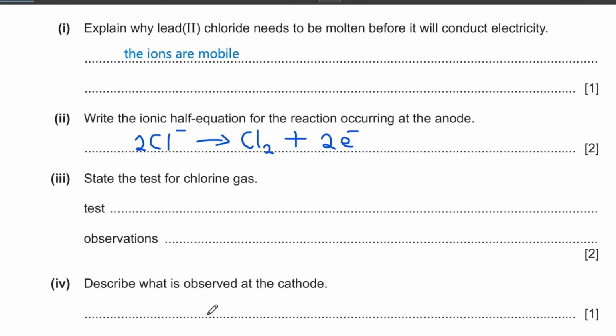Take the test for chlorine gas. We use damp litmus paper to test for chlorine gas, and if the test is positive, the litmus paper will bleach or turn white.